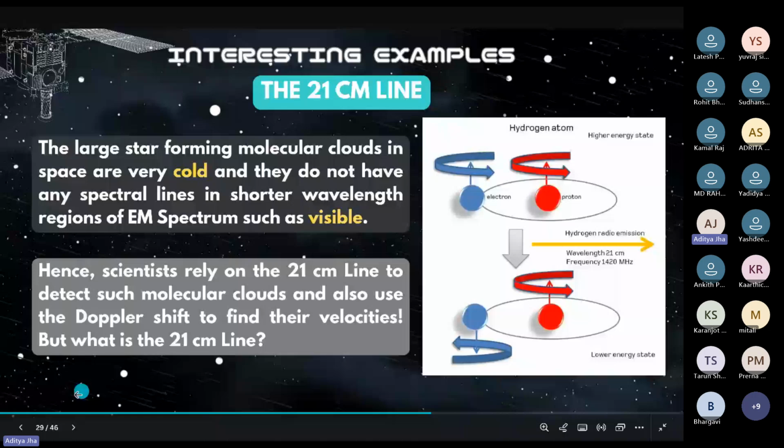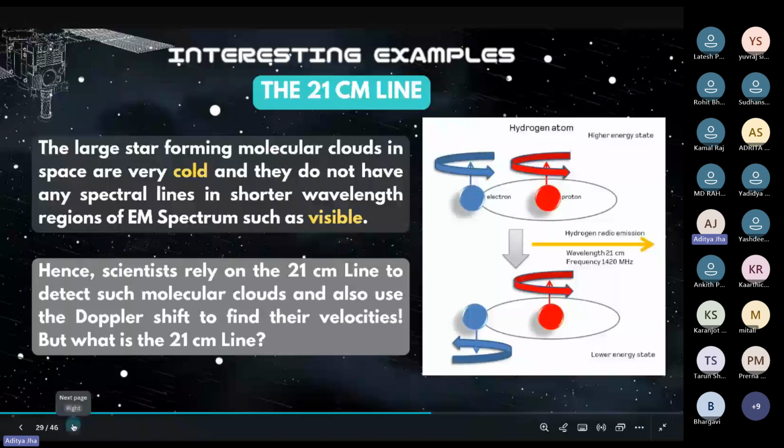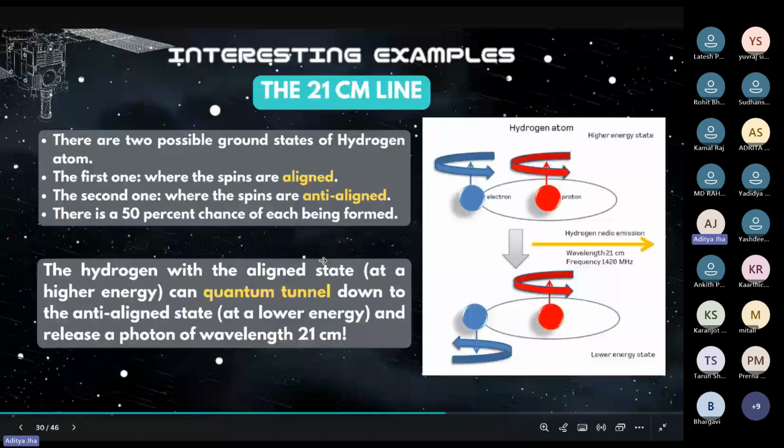One way we can use this is, first of all, let's talk about the 21 centimeter line. This is a spectral line that we study, and it helps scientists know a lot about molecular clouds. The large star forming molecular clouds in space are very cold, and they do not have any spectral lines in shorter wavelength regions of the EM spectrum, such as visible. So scientists rely on the 21 centimeter line to detect such molecular clouds and also use the Doppler shift to find their velocities. What happens in the 21 centimeter line is, let's talk about the hydrogen atom's ground state.